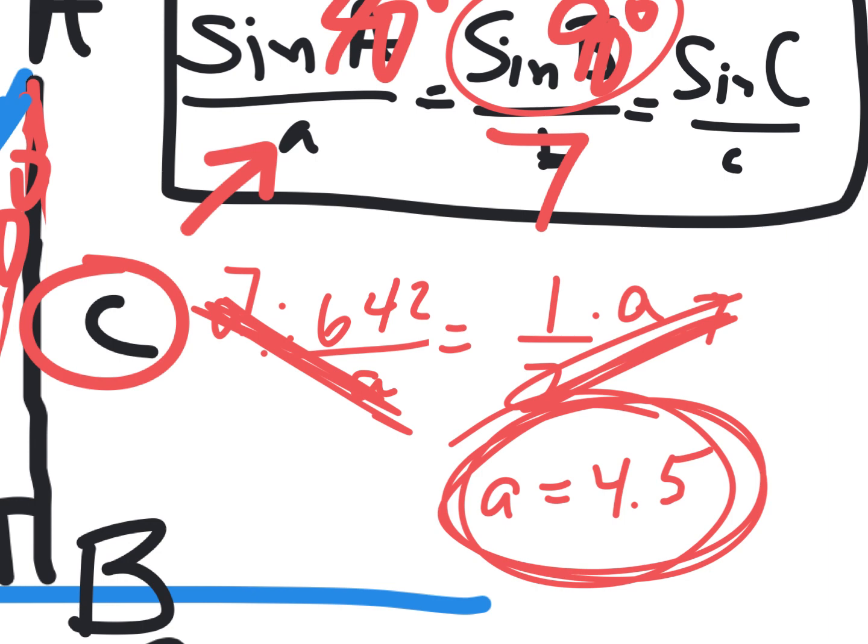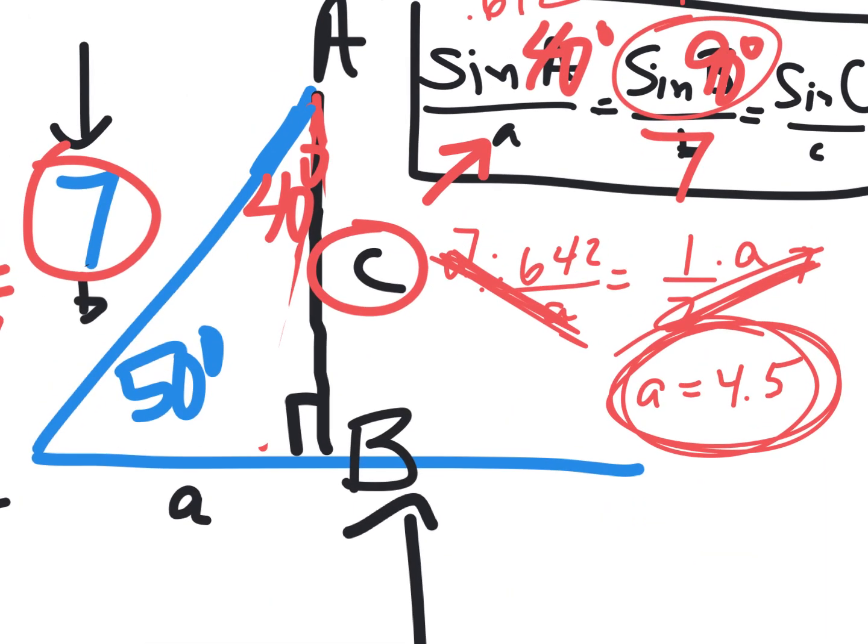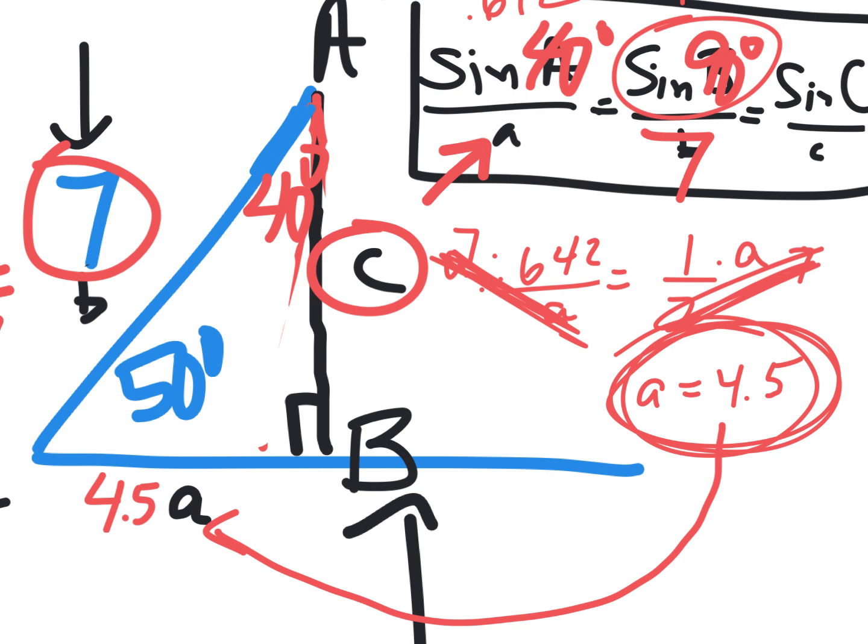4.49. That seems like it's supposed to be 4.5. Yes. Why are we finding A? I'm finding A. No, it's a good question. I'm finding A to start with. Now, so you guys were saying that that's not the answer for C. Okay. A is 4.5. But we didn't ask for A. But now I could use A squared plus B squared equals C squared.